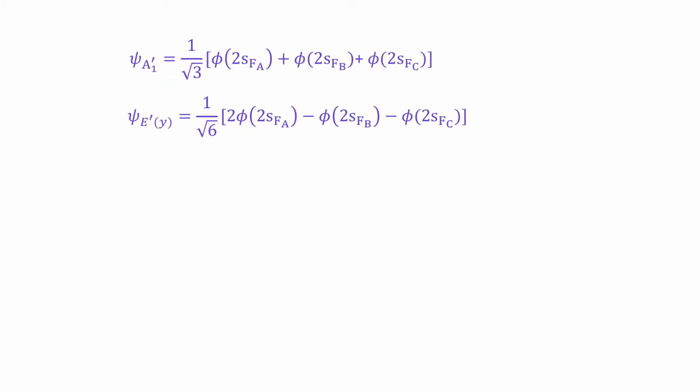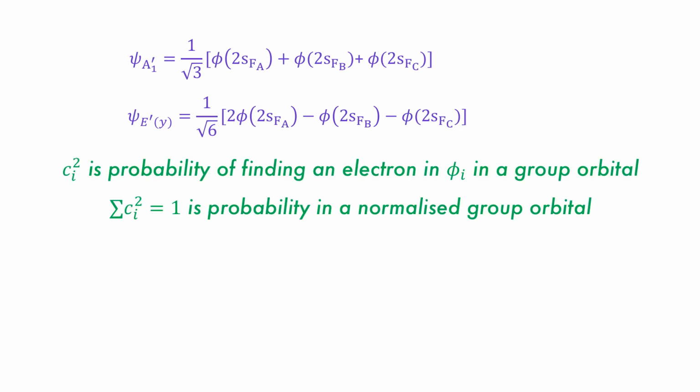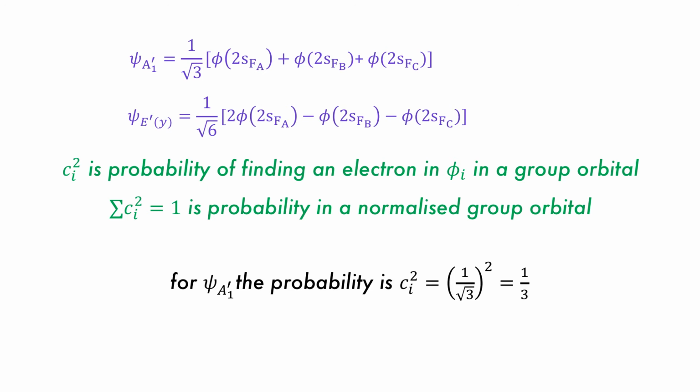This information, and especially the coefficients for A1' and E'y, can be used to determine what the third molecular wave function will be. The coefficient squared gives us a probability of finding an electron in an atomic orbital within a group orbital, and it is important to realize that the sum of the squares of the coefficients is equal to 1. So for A1' we have 1 over root 3 squared is a third. There are 3 orbitals, meaning a third plus a third plus a third gives 1.